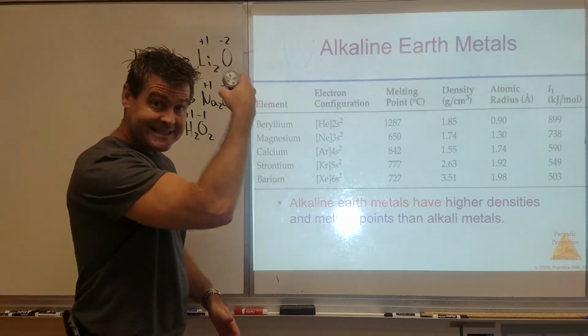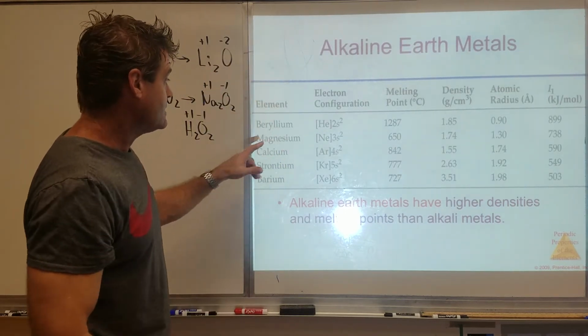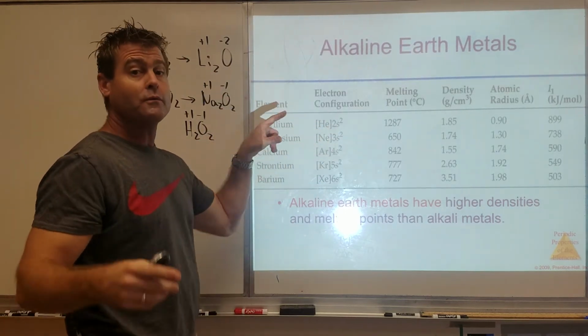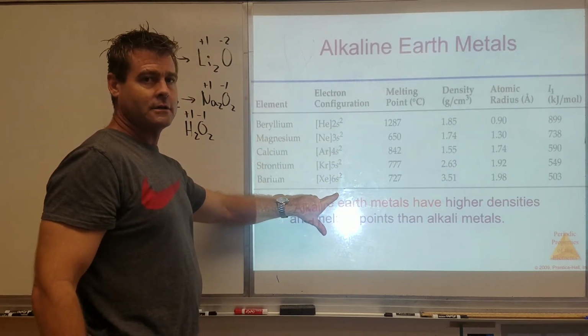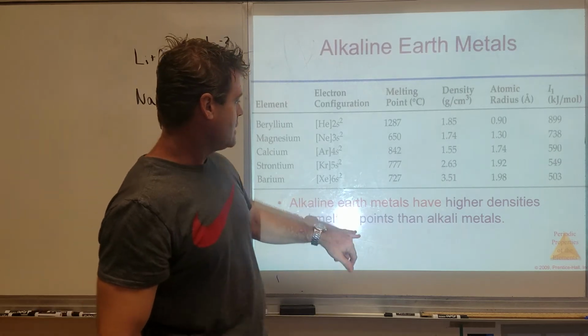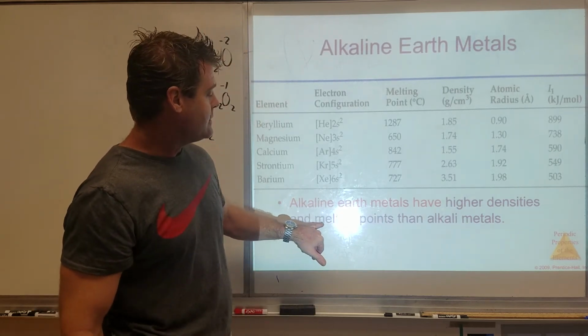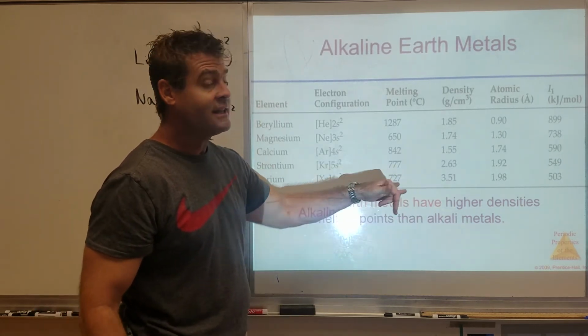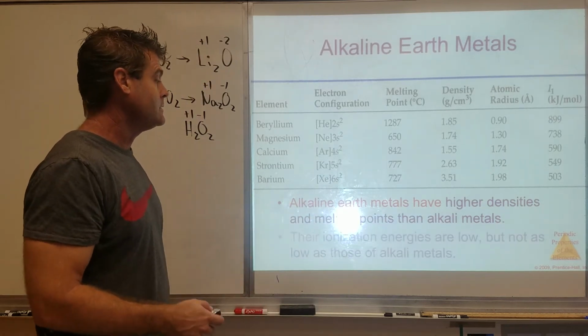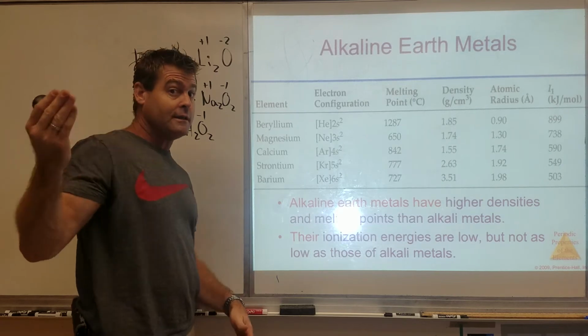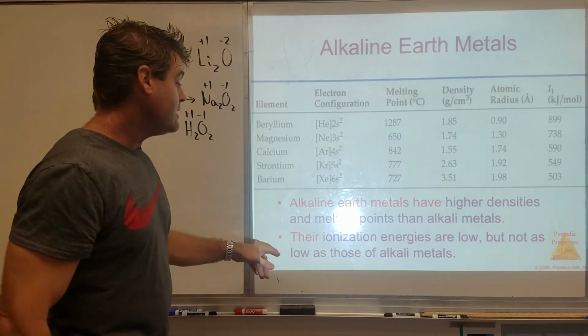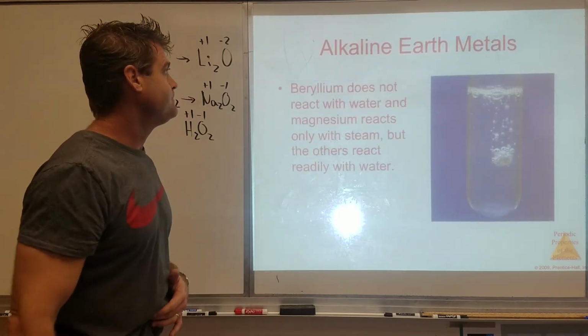Alkaline earth metals, remember that's the second column, so we did the alkali metals. You notice what's characteristic of these, what is responsible for the fact that they have similar chemical properties? They all have 2 valence electrons. You'll notice they have higher densities and melting points than the alkali metals. They're still not that high, but it's higher than the alkali metals. Their ionization energies are still really low, meaning they lose those electrons really easily as well. They're just not as low as that of the alkali metals.